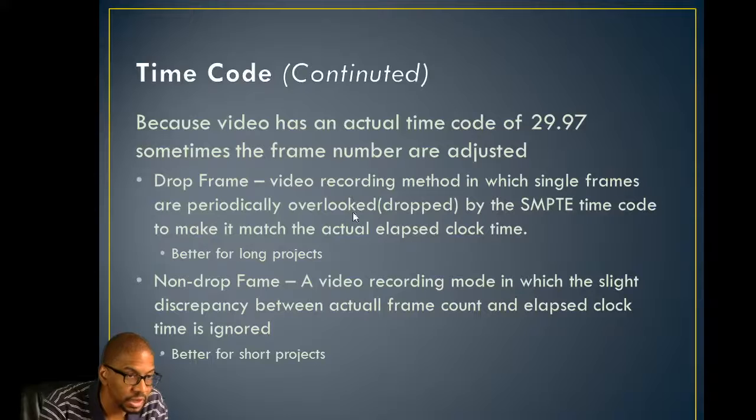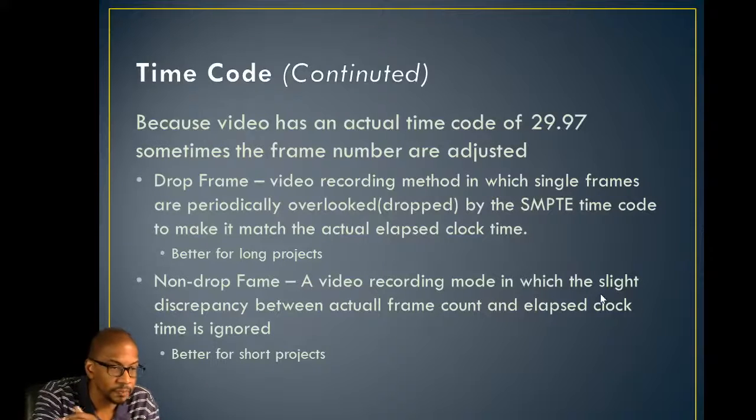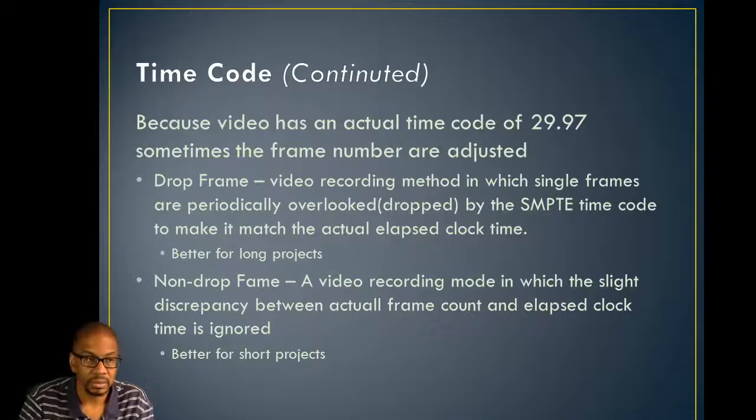With non-drop frame time code, there's a slight discrepancy between the frame count and the actual elapsed clock. Now, if you're working on something that's 30 seconds, that's really not going to affect you. If it's something commercial, it's really not going to matter. But for longer projects, that little fraction of a second does actually matter, because it keeps stacking up over time, like interest or late fees or whatever.